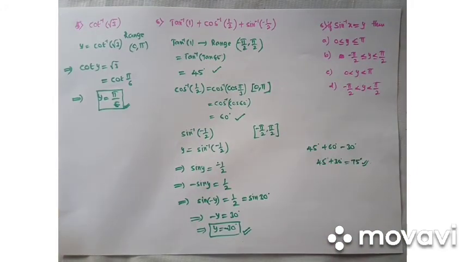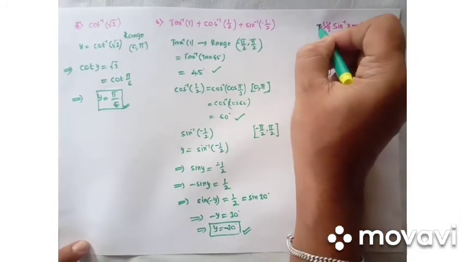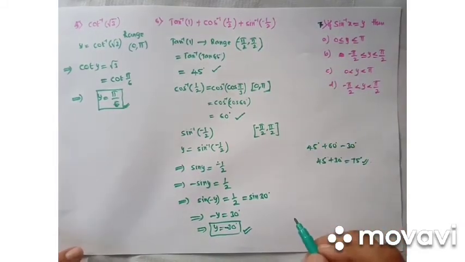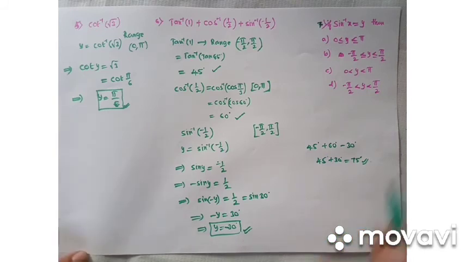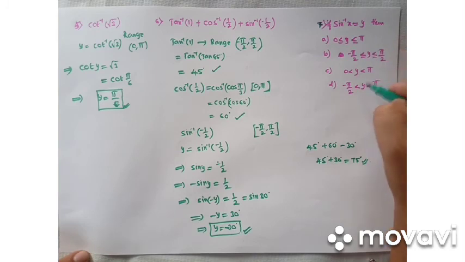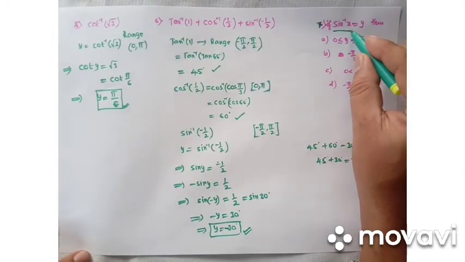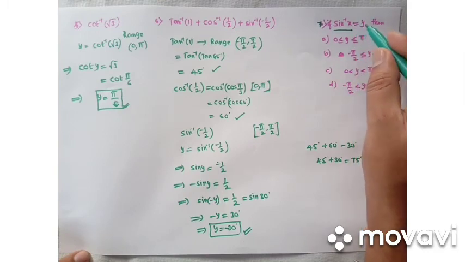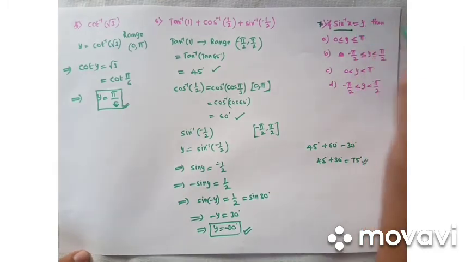Coming to the MCQ, the seventh question. If sin inverse x is equals to y, then options are given. What is the particular value of y here? So and so values are given. We'll see simply sin inverse x is equals to y. This particular y is nothing but the range.